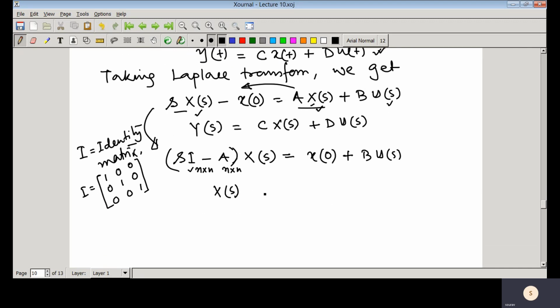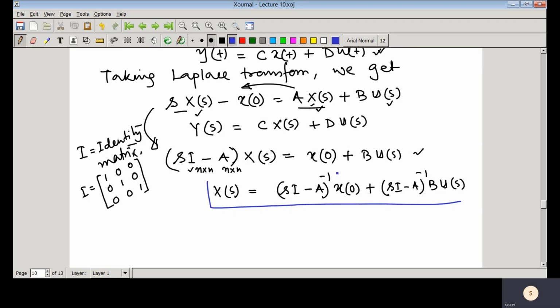So X(s) would be equal to (sI minus A) inverse. I am just multiplying this particular algebraic equation from the left with (sI minus A) inverse. So then that is (sI minus A) inverse BU(s). So this is that expression that we can have from the state system equation just by taking the Laplace transform.